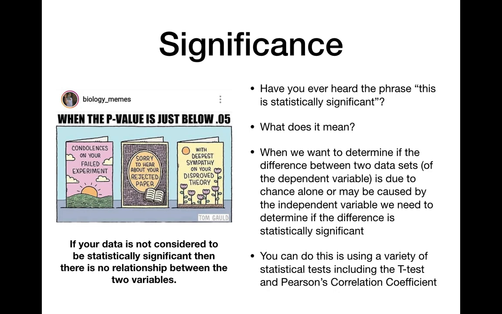If your data is not statistically significant, then there is no relationship between the variables. Okay, we can't say that there's no relationship. It could just be that any semblance of a pattern is just due to chance alone. Okay, so if you look at this little cartoon here, the p-value is a value that'll tell us if we're significant or not, and if it's just below 0.05, then your data is not considered significant.